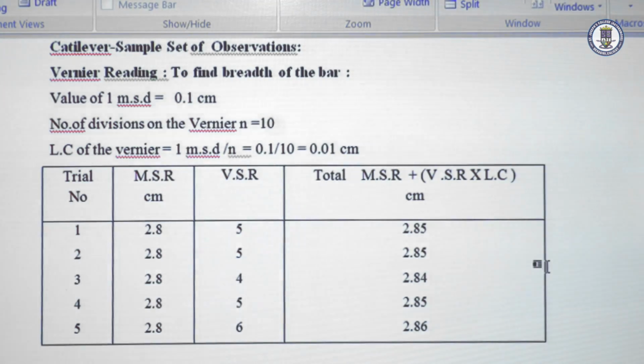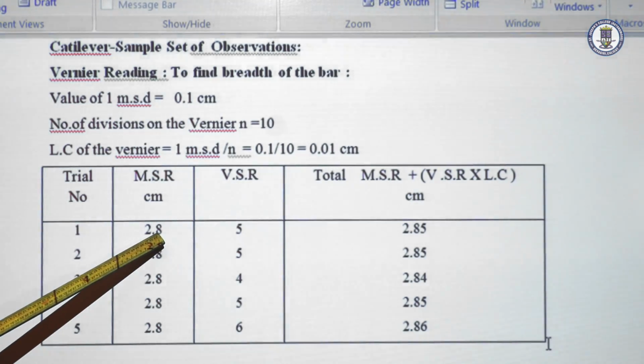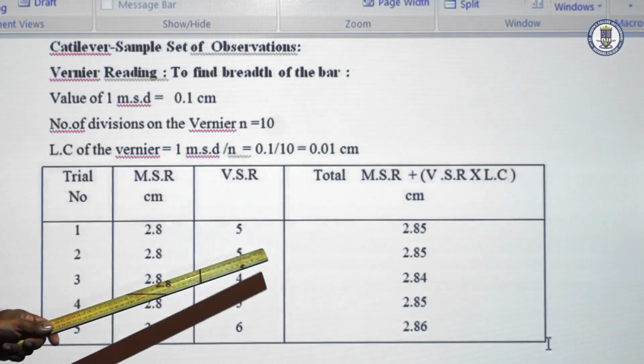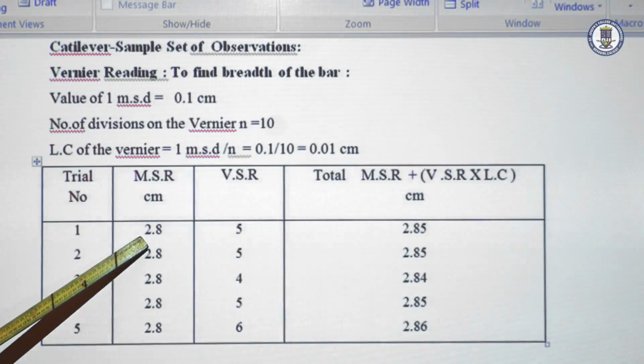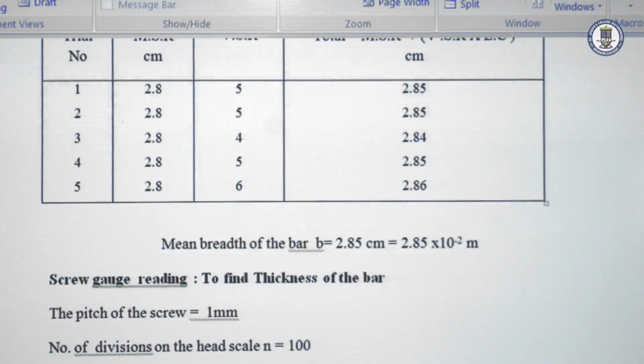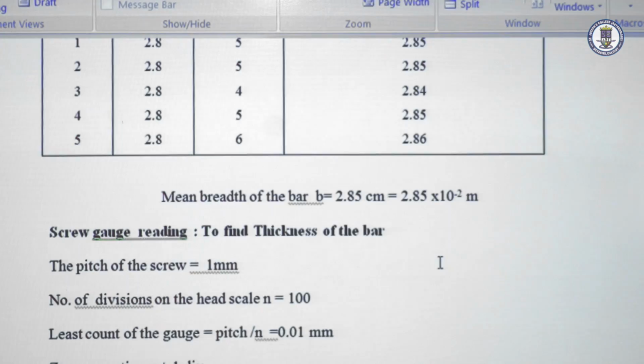Now coming to the sample set of readings that we obtained for the cantilever. Initially we find the breadth of the bar. We obtain the vernier scale reading like this. The main scale reading is 2.8 for the bar and the vernier scale reading is 5. So the breadth of the bar is 2.85. It is repeated 5 times and we obtain the mean breadth of the bar as 2.85 into 10 to the power of minus 2 meter.